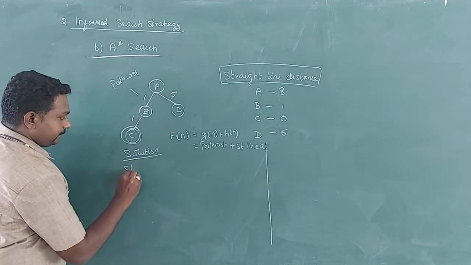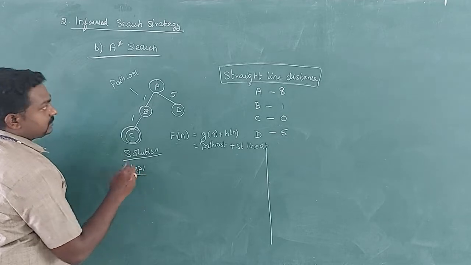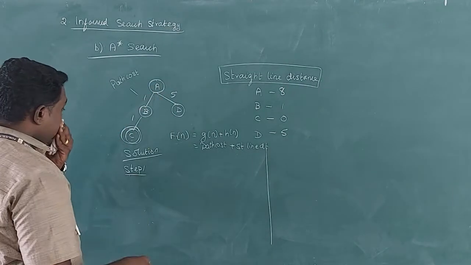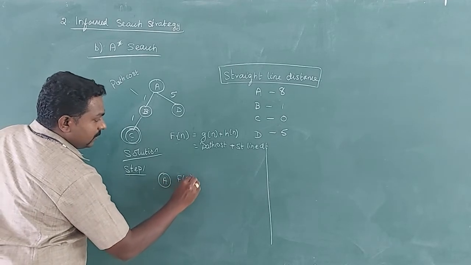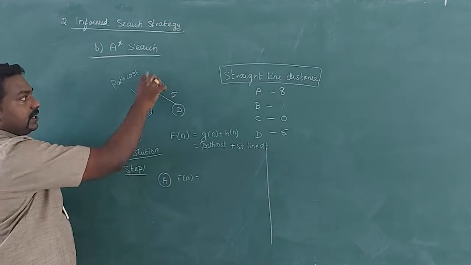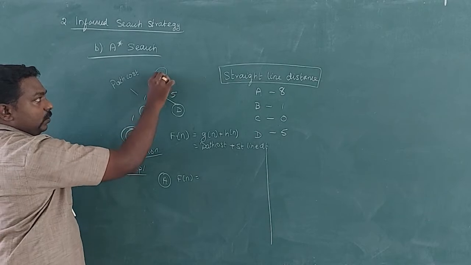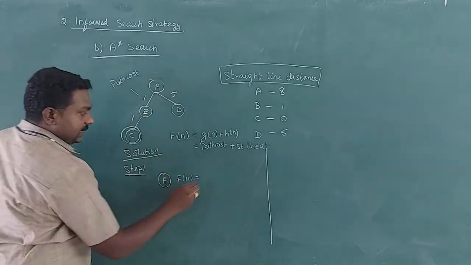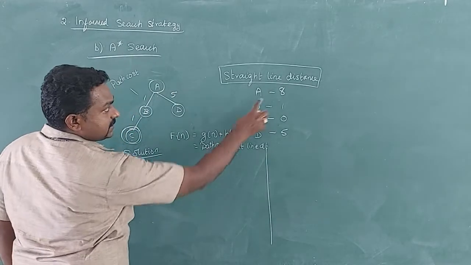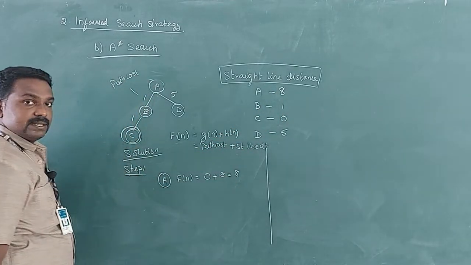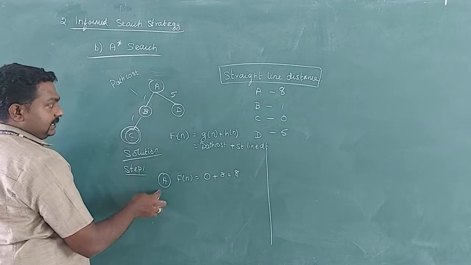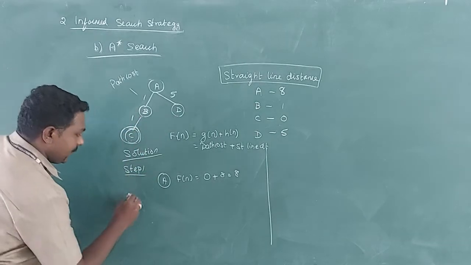So step 1. We have the node as A. So f of n is equal to, what is the path cost here? A to A, there is no path cost, there is no loop. Okay. So the path cost is 0 plus what is the straight line distance value? 8. So the total value is 8. Now how many childs A has? A has 2 childs. So expand it.